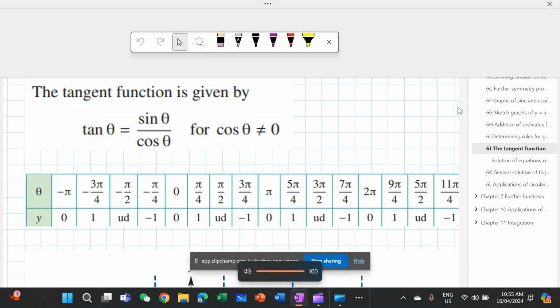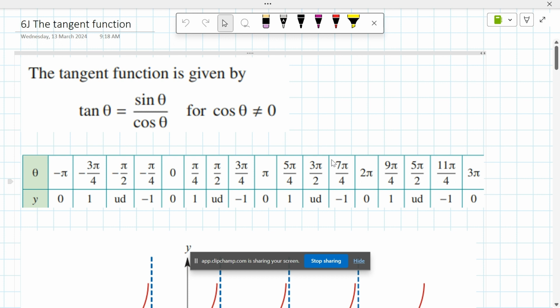Hello, everyone. Welcome back. Today we're going to keep going with chapter 6, circular functions, and we're going to do the tangent function. Probably you already know that tan theta equals sine over cosine. Please make sure cosine theta is not equal to 0.